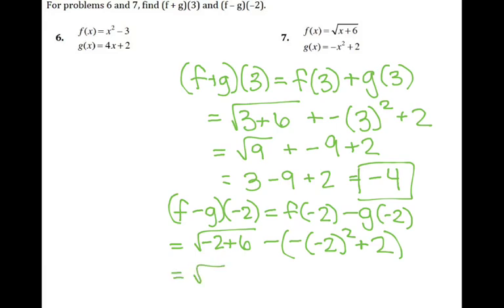So this gives me the square root of 4 minus, let's see, that is -4 plus 2. So square root of 4 is 2 minus -2, which is +4. So your answer for that is +4. All right, let's keep going.